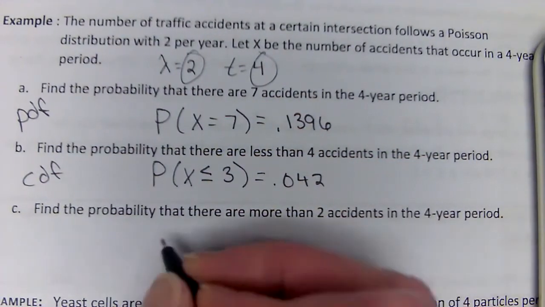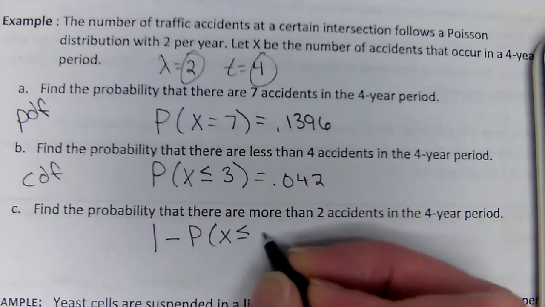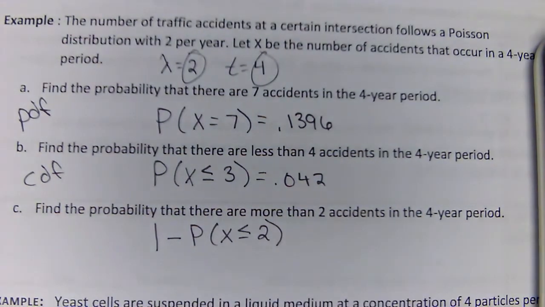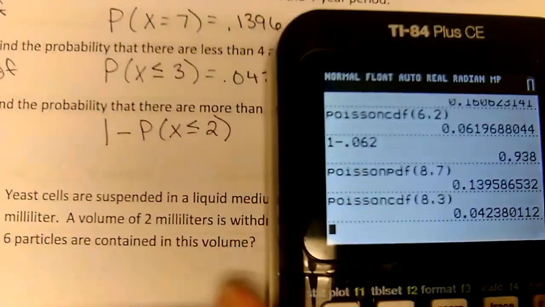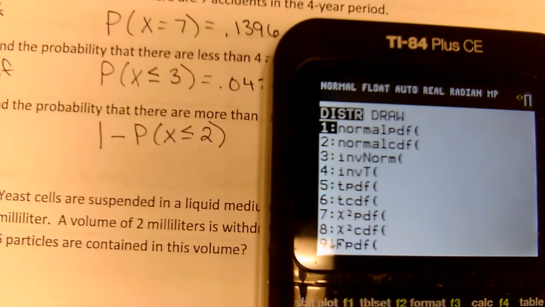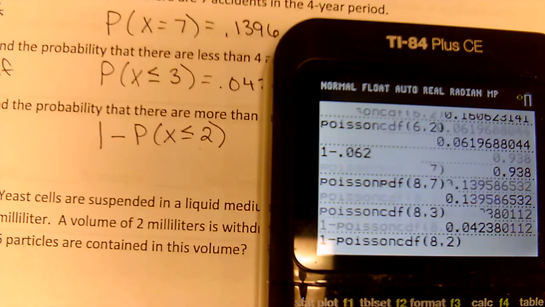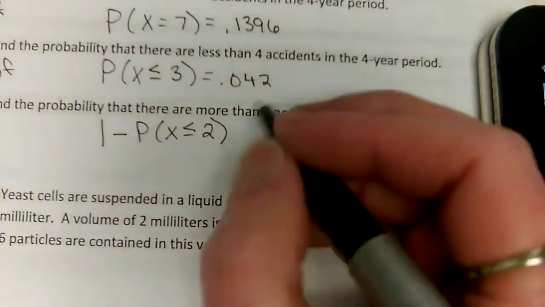More than 2 is going to be 1 minus the probability of being less than or equal to 2. So you can do this in one command if you want. 1 minus, lambda is 8, less than or equal to 2, 0.986.